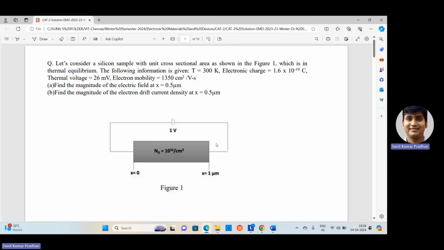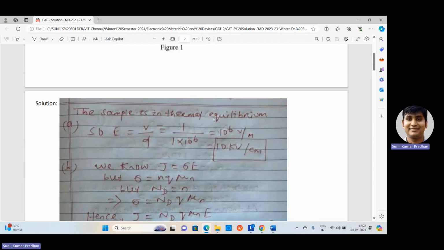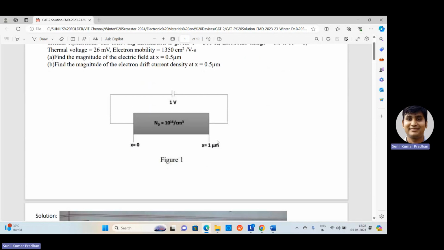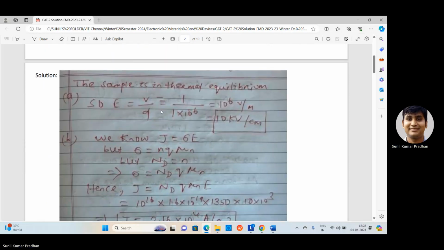So if you calculate its electric field, as the sample is in thermal equilibrium, the electric field will be nothing but the voltage across the sample divided by the length or the distance. What is the length here? 1 micrometer. Okay. We have to take the total length, because as we know, electric field is the negative of potential gradient. Potential gradient means voltage with respect to distance, right? But here we are taking the magnitude part, so it is voltage with respect to the length.